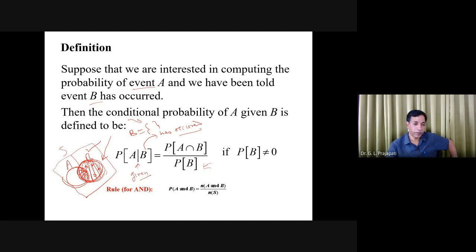So once B has occurred, you need to determine the probability for A. The probability for A given B has occurred means the sample space is now reduced. Before that the sample space was S, now the sample space becomes simply B. And within B, how many outcomes are there which are in the intersection? This number divided by the total number of points in the set B will be the probability for this.